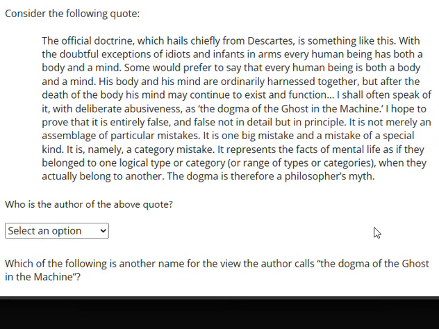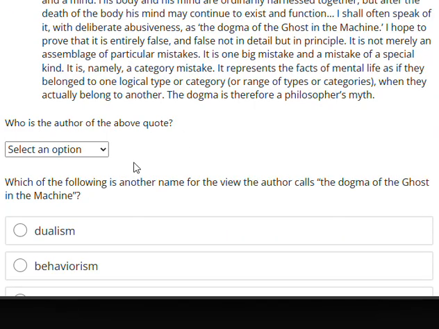Some would prefer to say that every human being is both a body and a mind. His body and mind are ordinarily harnessed together, but after death of the body, his mind may continue to exist. I consider that false. I believe the dogma of the ghost in the machine is entirely false. It is not a particular mistake. It is one big mistake, and a mistake of a special kind. It is a categorical mistake. The facts of mental life as if they belong to one, a philosopher's myth.